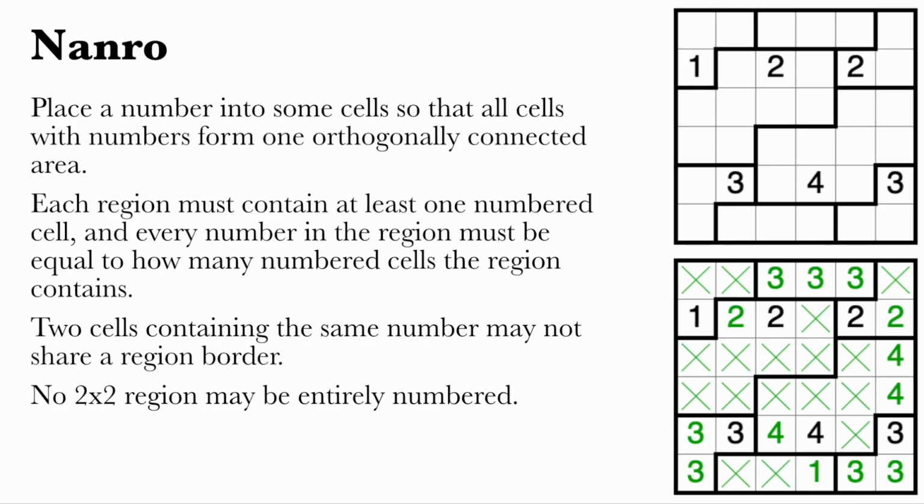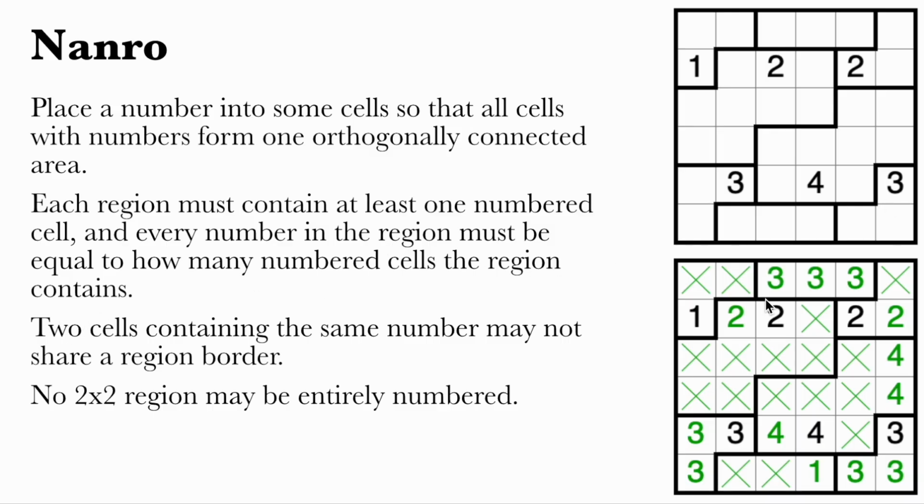Today's puzzle is a Nanro, a new one for us. It is a number placement puzzle, and let's take a look at the rules. In Nanro, we place a number into some cells so that all cells with numbers form one orthogonally connected area. This means that from any number in the solution, we can reach any other number by traveling horizontally and vertically through other numbers. Each region must contain at least one numbered cell, and every number in the region must be equal to how many numbered cells the region contains.